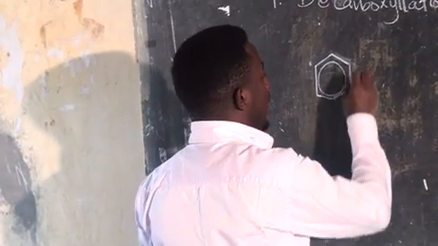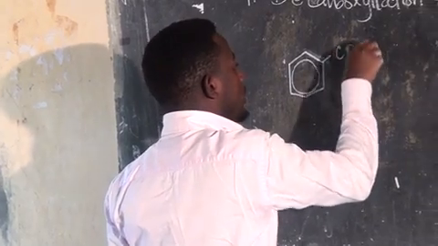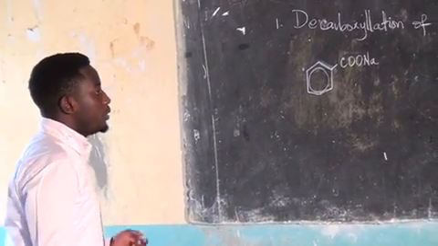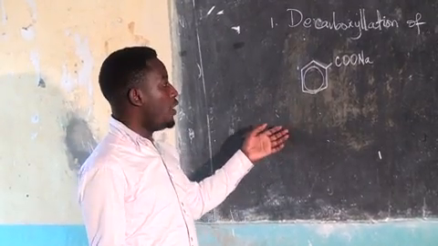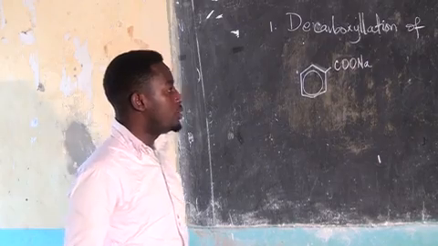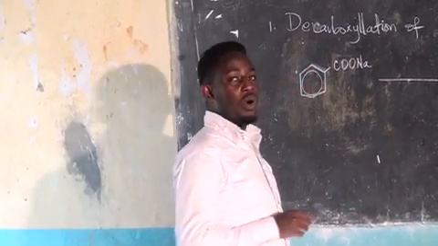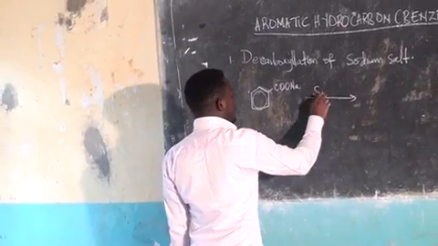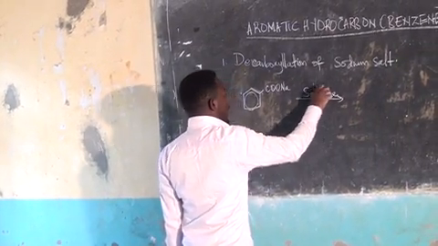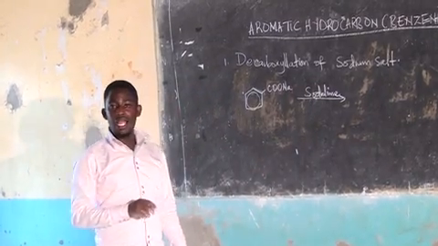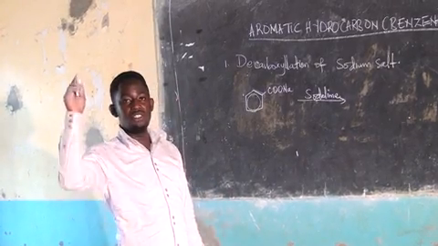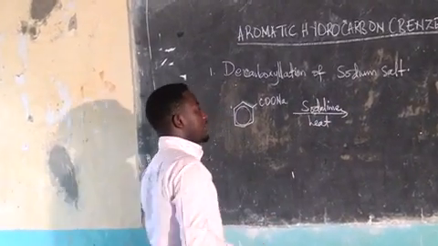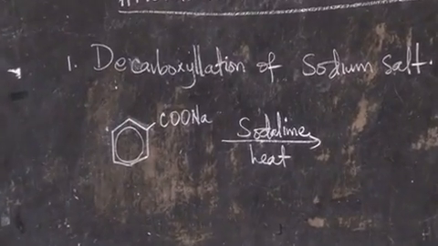I'm going to add a carboxylate group. So this one you can call sodium benzoate. So how do you decarboxylate sodium benzoate? We are going to use soda lime. Soda lime is a combination of sodium hydroxide and calcium oxide. Instead of writing soda lime, I can also use sodium hydroxide, calcium oxide in presence of heat. This method, we have also seen it in the preparation of alkanes.